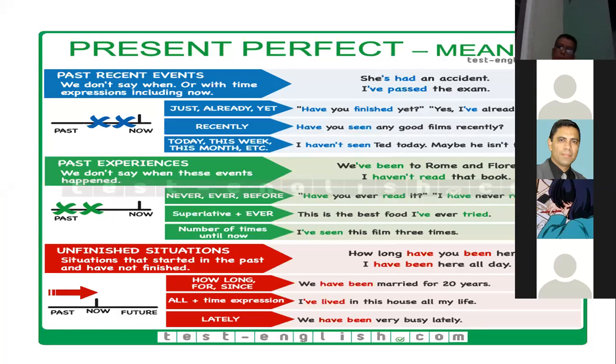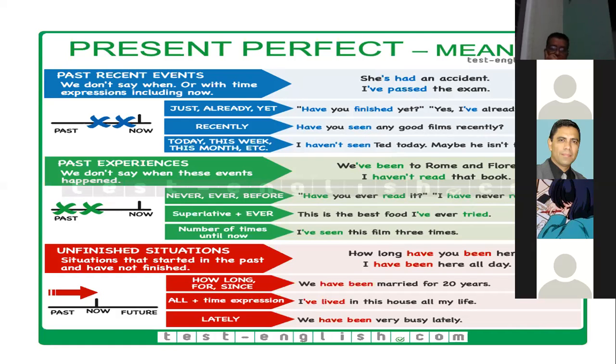So here I have a very graphical explanation of what the present perfect is and how we use it, okay? For example, we use present perfect to talk about recent past events. We don't say when, or we use time expressions that include now, with keywords like just, already, yet, or recently, or today, or this week, or this month, etc. The example I have here says, she has had an accident. Ella tuvo un accidente. Si se fija, no digo cuándo exactamente, pero es algo que recién ha ocurrido.